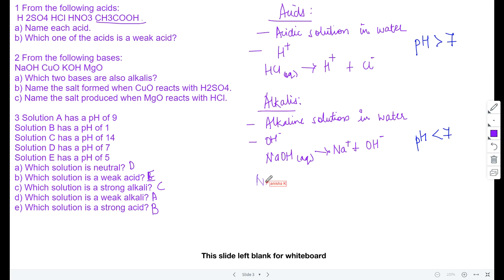Then what I have is my neutral solutions. Now neutral solutions are neither acidic nor basic, or we can say alkaline, right? And here my pH will be equal to 7. Okay, so we have acid, alkaline, and neutral solutions. This I think we have seen earlier also.